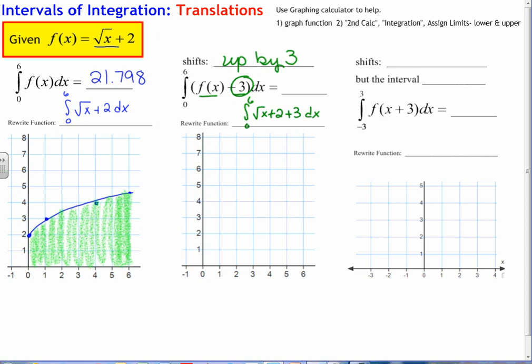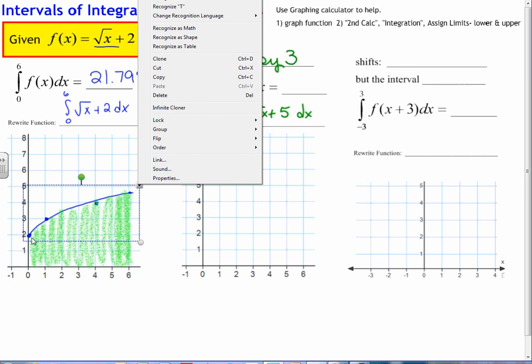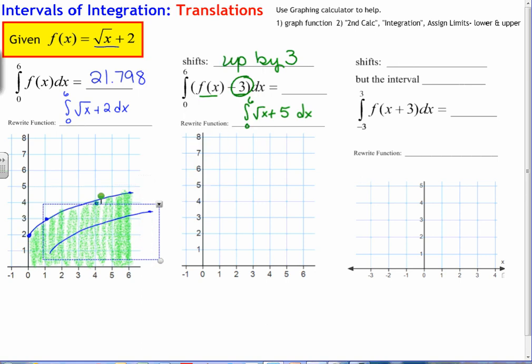We could simplify this function a little bit, couldn't we? We could take 2 plus 3 and turn it into 5 and simplify it. So now that is what we're looking for, and I want you to graph that out. This function, I'm just going to make a copy of this for myself. Let's clone that and bring that over. Here's what it looked like.